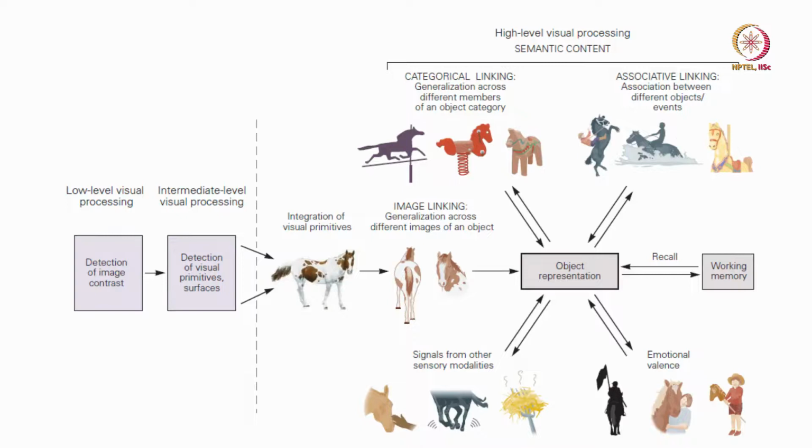So, this part of the discussion would be incomplete without discussing higher level visual processing. So, we have low level visual processing: image contrast, on-off center and off-center, which gives you lines, boundaries and contrast at the level of the retina.